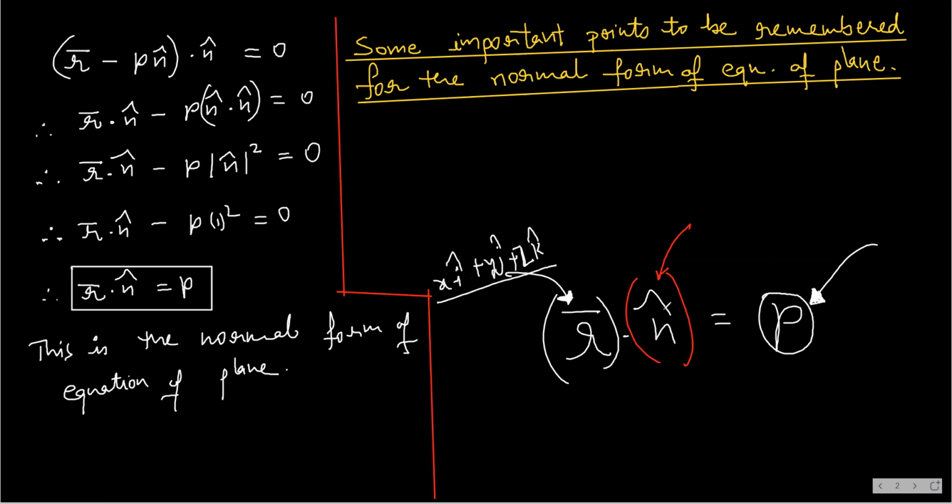Here the question is, as I wrote R bar as xi cap plus yj cap plus zk cap, how would I be writing the n cap? See, for writing n cap, which is the unit vector, you should have the direction cosine of the normal to the plane.